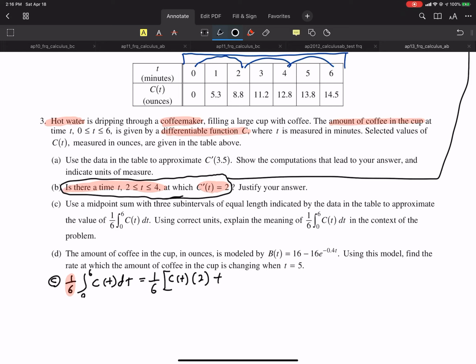My next middle is going to be 3, because we're going from 2 to 4. So 3 is the midpoint. So that's just going to be, whoa, I messed up, didn't I? C at 3. And the width, again, is 2, just like the one before. I realized I messed up right there. Let me fix that. It's C of 1, C of 3. And the last one, we're going from 4 to 6. The midpoint's 5. So it's C of 5.